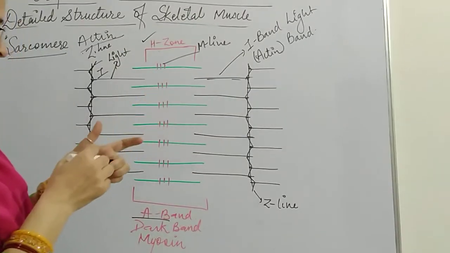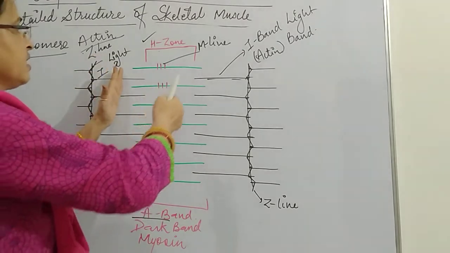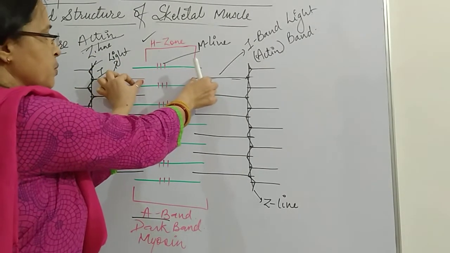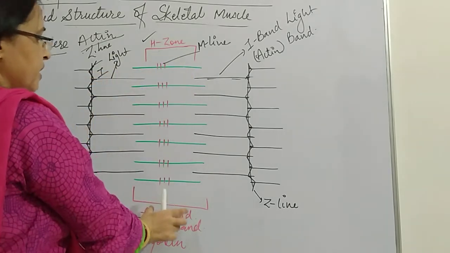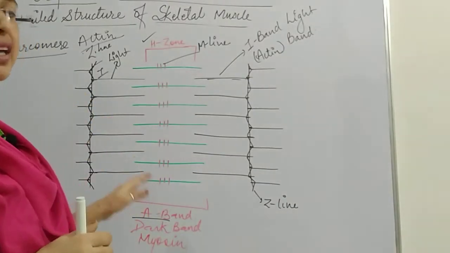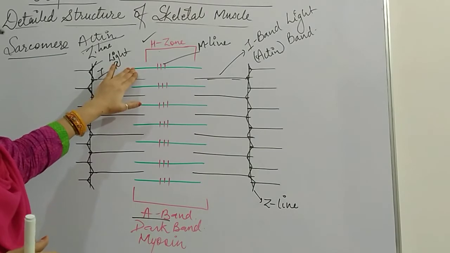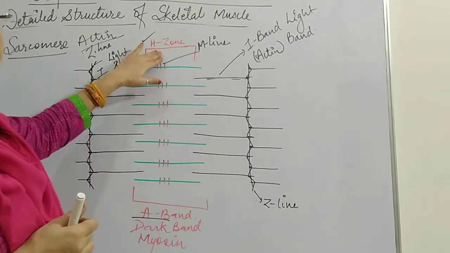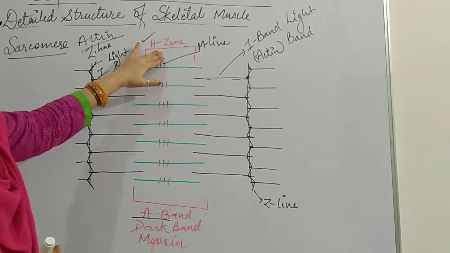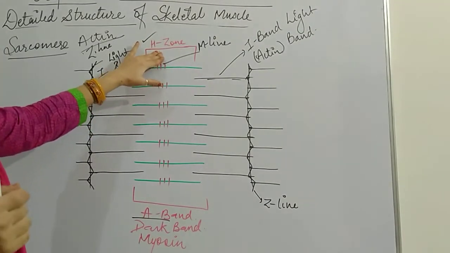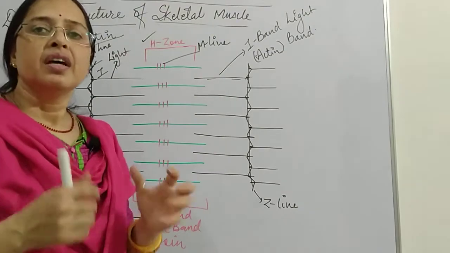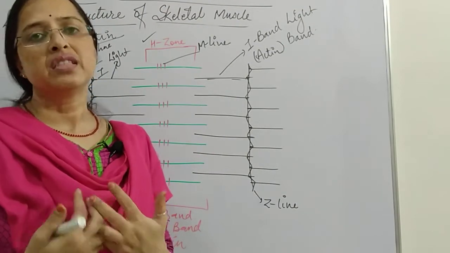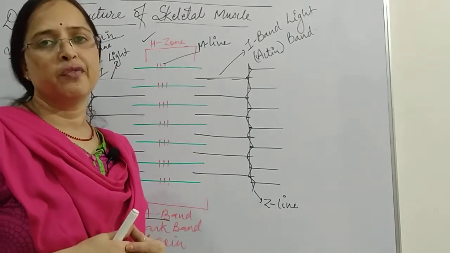Here you can see that actin and myosin filaments are overlapped only in this portion, but this portion in the center is not overlapped by actin and myosin filaments. So this non-overlapping region is called the H zone or Hensen zone, and the presence of this H zone is responsible for the contraction of the sarcomere or contraction of the muscles.